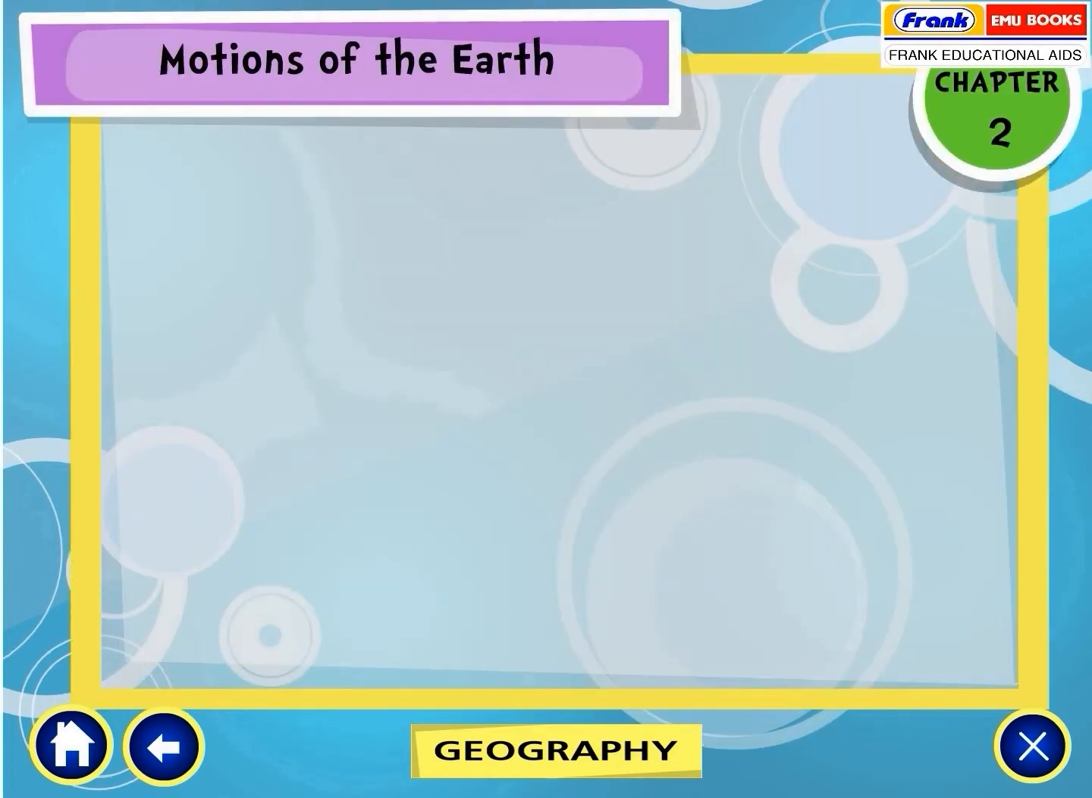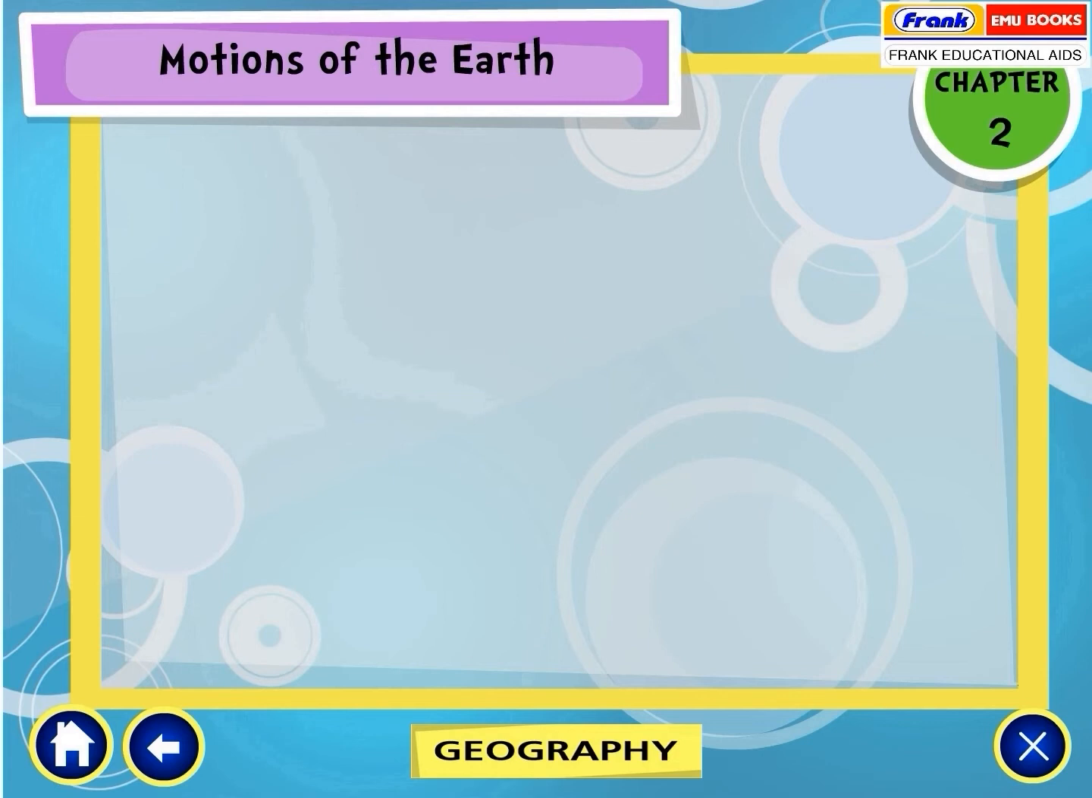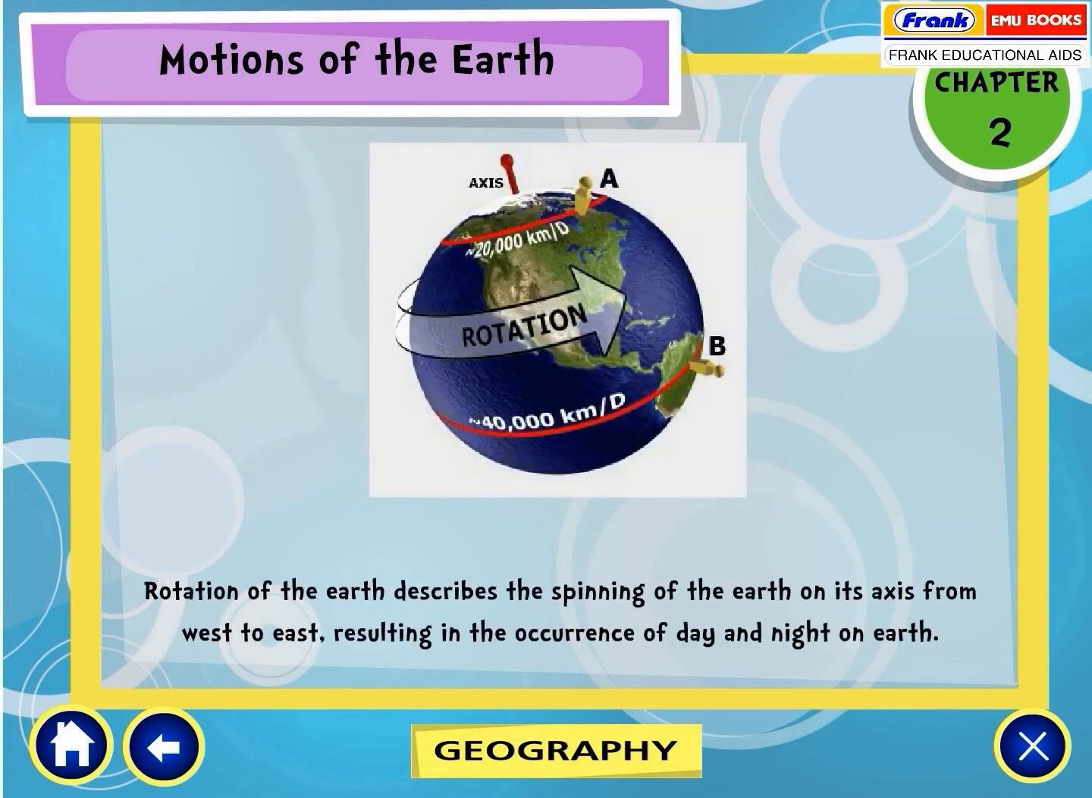Motions of the Earth. The Earth shows 2 kinds of movements, rotation and revolution. Rotation of the Earth describes the spinning of the Earth on its axis from west to east, resulting in the occurrence of day and night on Earth.